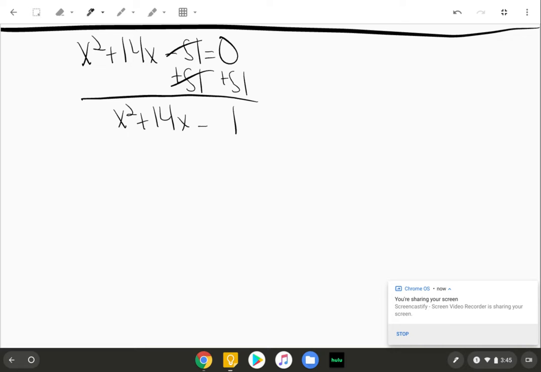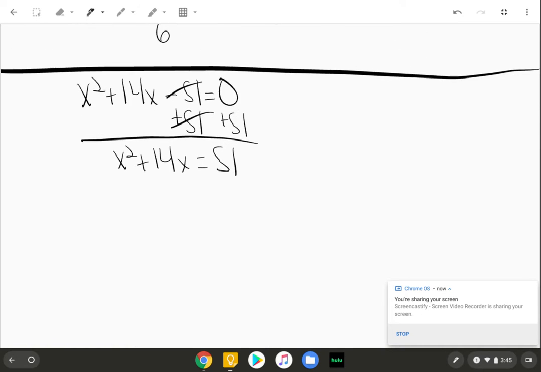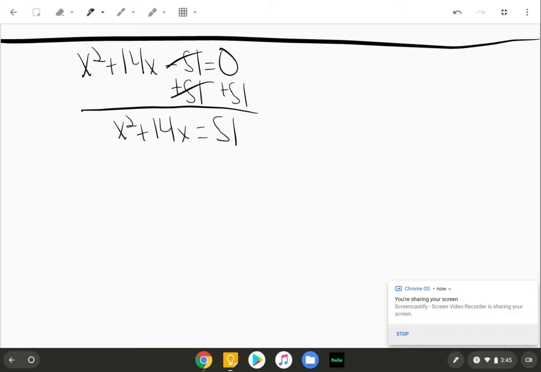I'm not quite sure why that's taking so long, but we'll give it a minute for the touchscreen on my Chromebook to catch up. There we go. So that's what we have now.